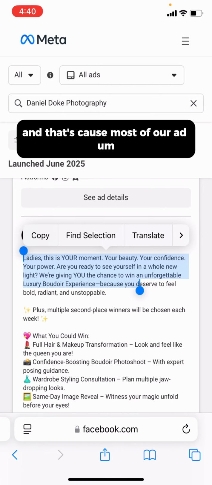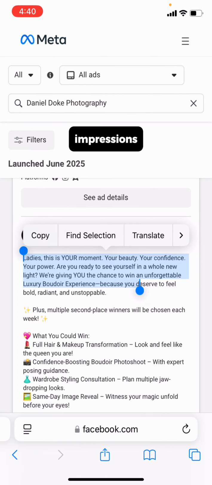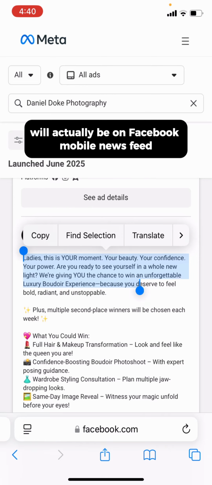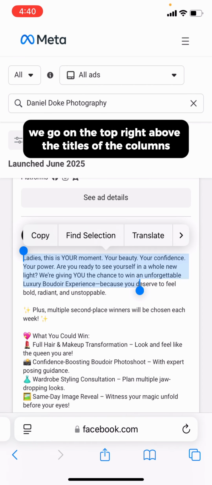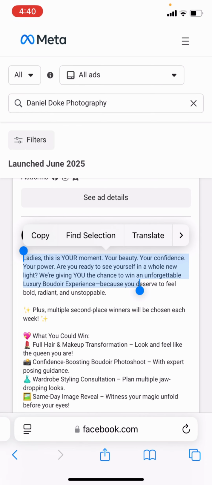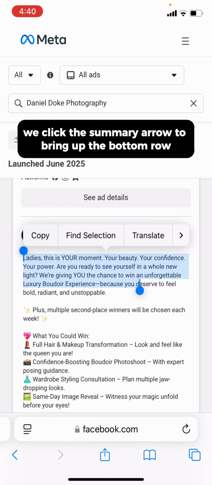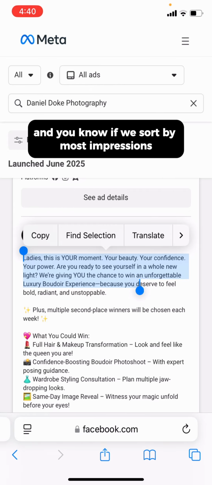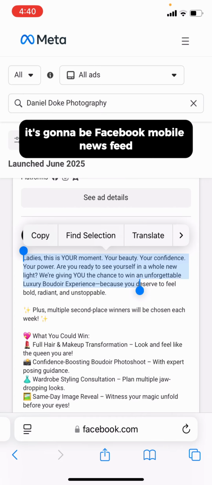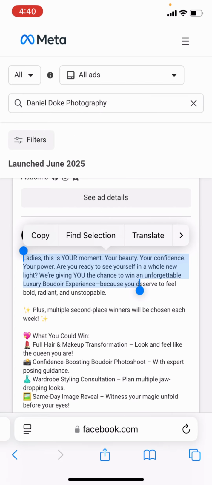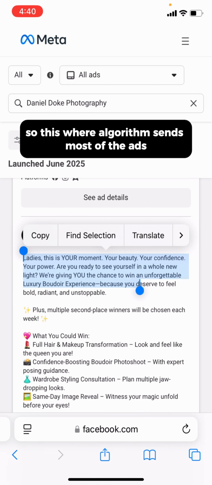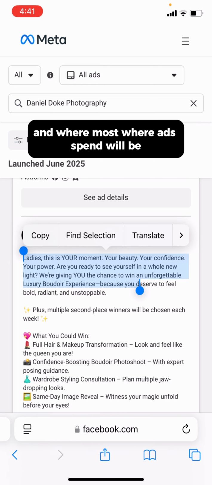And that's because most of our ad impressions will actually be on Facebook mobile newsfeed. To see that, we go to our ads manager, we go on the top right above the titles of the columns, click on breakdown, and then we choose placements. And then the bottom left of our ad columns, we click the summary arrow to bring up the bottom row. And if we sort by most impressions, it's going to be Facebook mobile newsfeed. So this is where the algorithm sends most of the ads and where most of our ad spend will be.